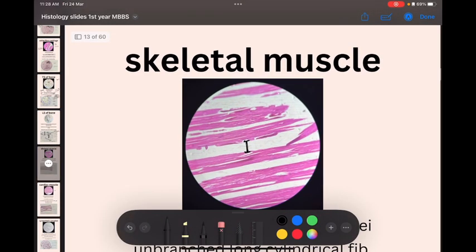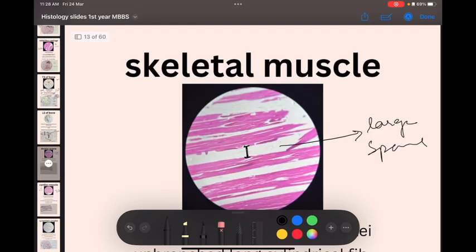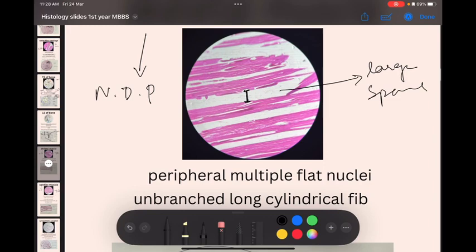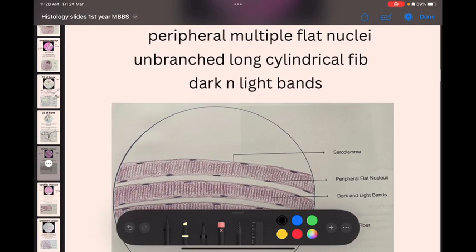Skeletal muscle has large spaces, whereas cardiac muscle is densely packed. Skeletal muscle is not so densely packed. Done. Very easy.